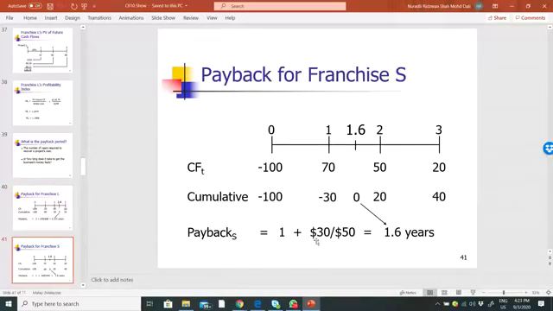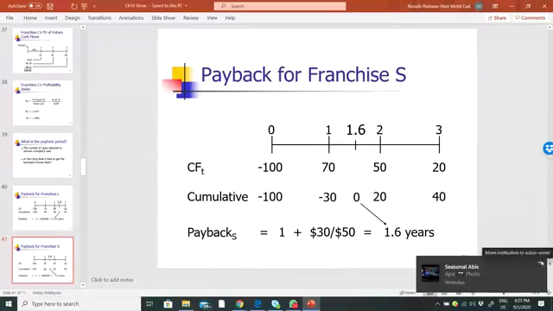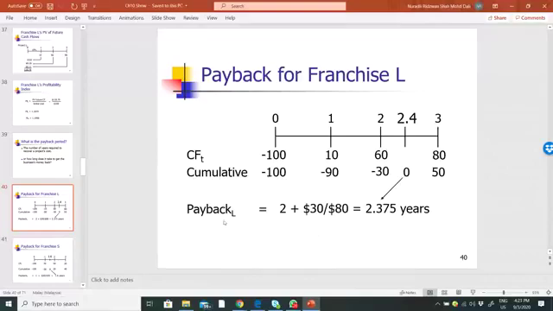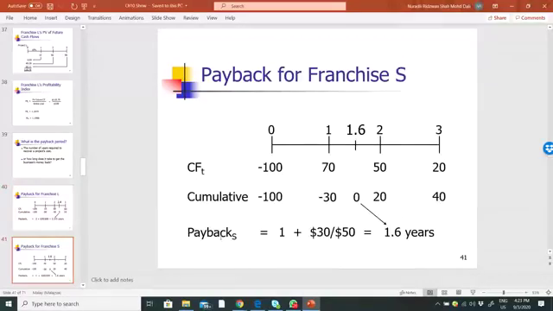For franchise S, 1.6 years. So it's better compared to payback L. Payback S is faster, 1.6 years, because in the first year, you have already received 70. You only need another 30. So how do you do that? 1 plus 30 over 50, so this is actually 1.6 years.